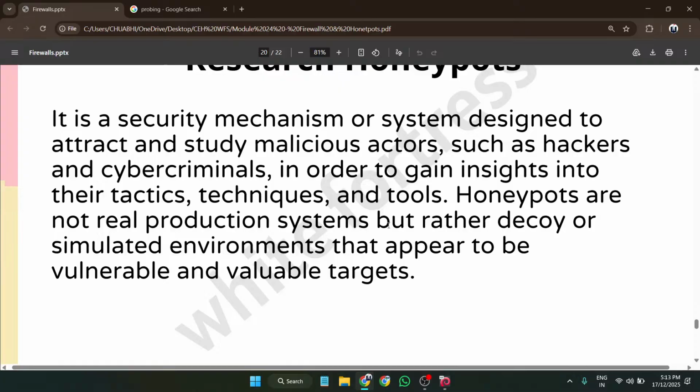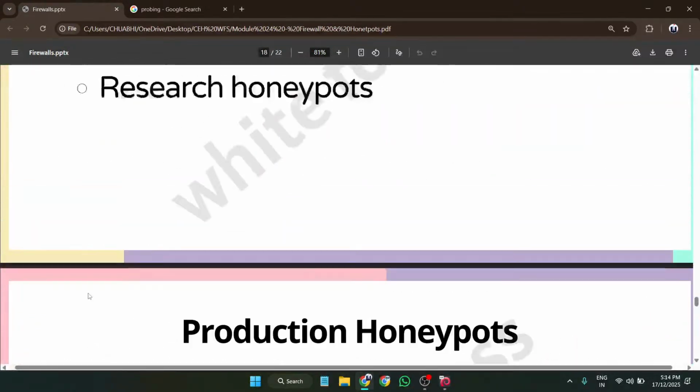A fake port is open, or a simulated environment that appears to be vulnerable, and it looks like it can be very vulnerable or very valuable. And what will happen ultimately is that people will go after this. Okay, so this is your research honeypot.